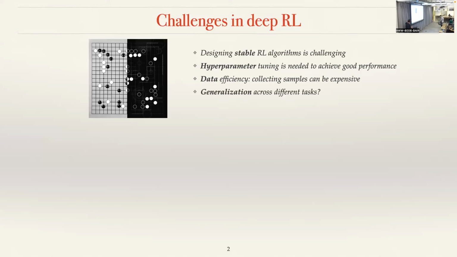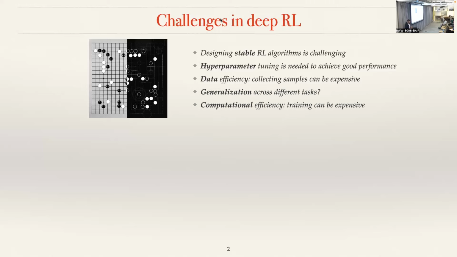Then there is the issue about generalization. Often a specific algorithm is tuned and it learns on a specific task. But it is much more difficult to design general purpose algorithms that can perform well across completely different tasks. And another issue is computational efficiency. If you try to do some of the homeworks in the class, you will see that sometimes it takes quite a long time to train.